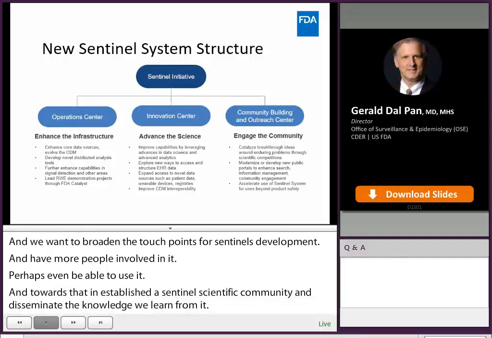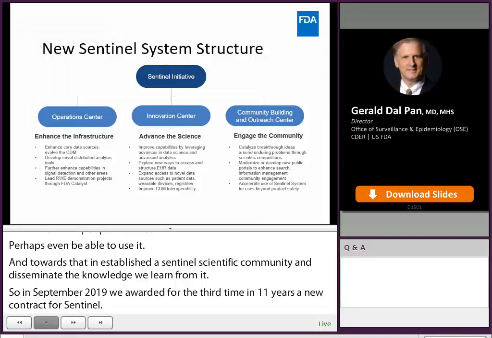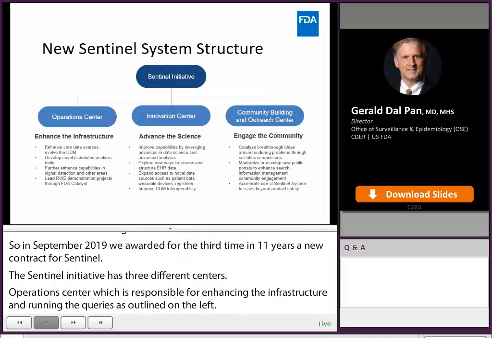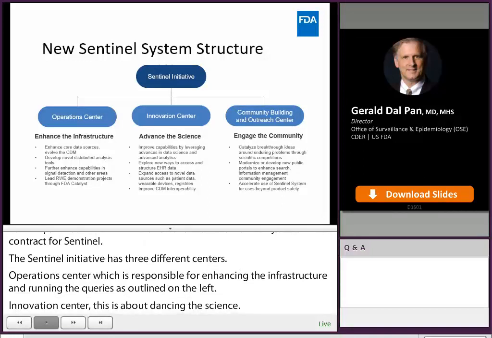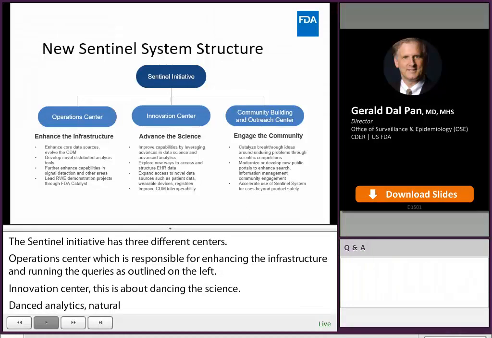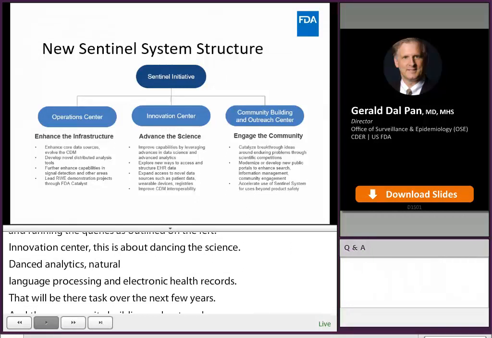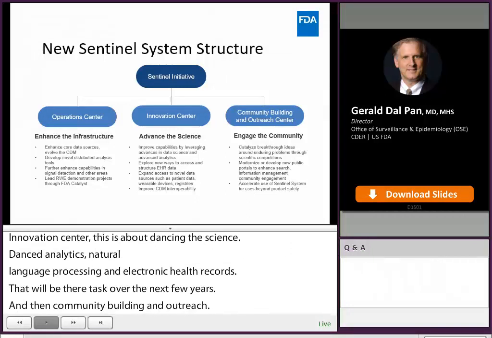for Sentinel. The Sentinel Initiative now has 3 different centers: an operations center, which is responsible for enhancing the infrastructure and running the queries, as outlined on the left; an innovation center. This is all about advancing the science, those advanced analytics, natural language processing, and electronic health records. That'll be their task over the next few years. And then community building and outreach. This has its own center now to engage the community, to catalyze new ideas for Sentinel, and new public portals to enhance search information.